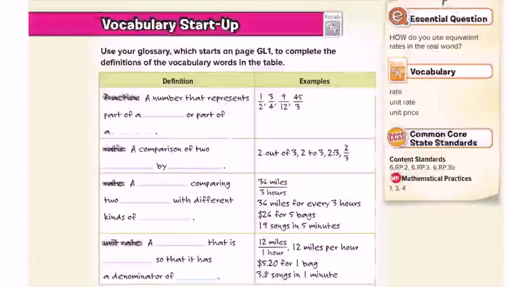Welcome to Chapter 1, Lesson 3, Rates. Let's take a look at some new vocabulary that we may see throughout this lesson. As we complete this on here, you should also complete this in your book along with us.